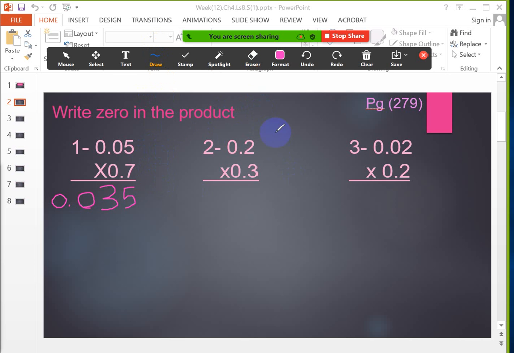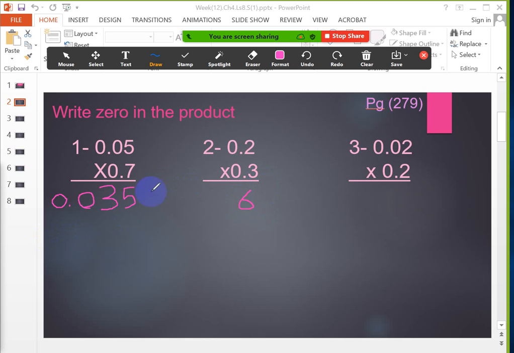So now let's do number 2 with you, girls. Now let's start with you, Lana. 0.2 multiply, yes, with 0.3. Yes, dear. 2 multiply 3 equals 6. Very good. So it will be 6. Where I have to put the decimal point? It will be 0.06. Very good, Lana. That's correct. Thank you so much, Lana.